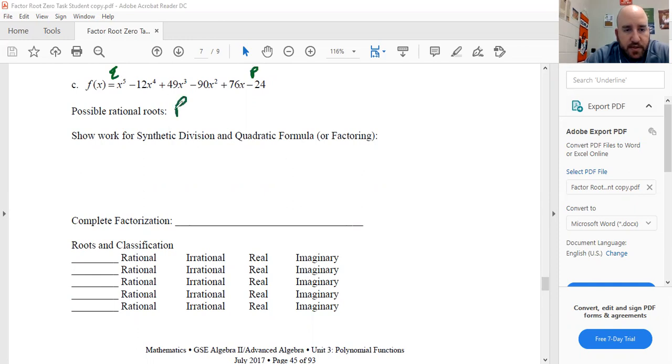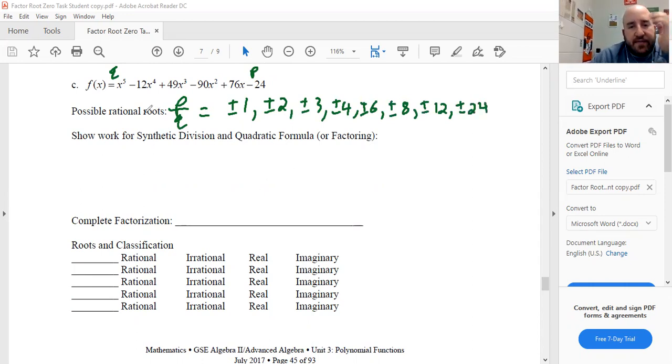Since this is 1, I'll just go straight to P over Q. Plus or minus 1, 2, 3, 8. What am I doing? I'm jumping way ahead. My bad. 4, 6, 8, 12, and 24.